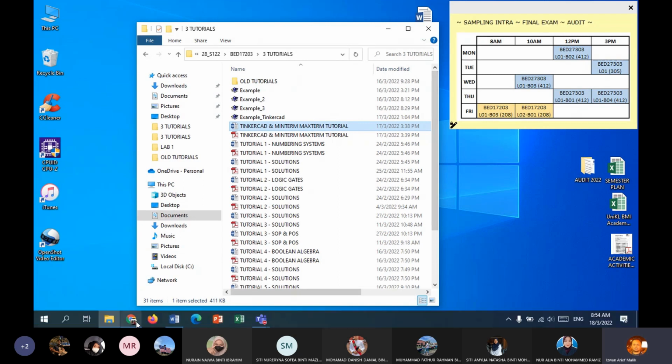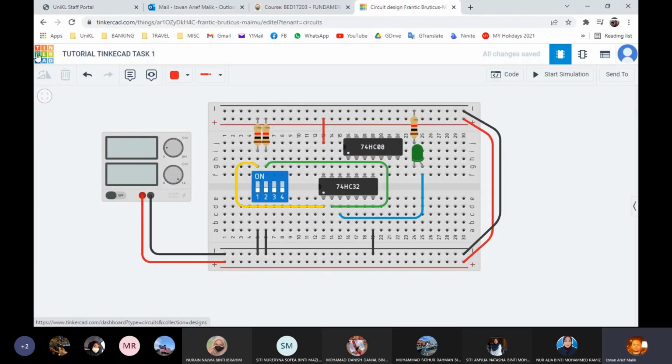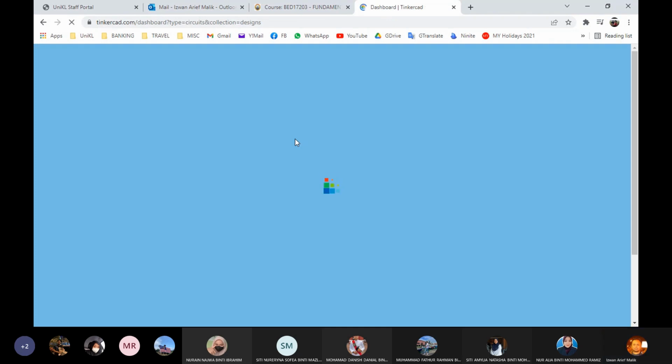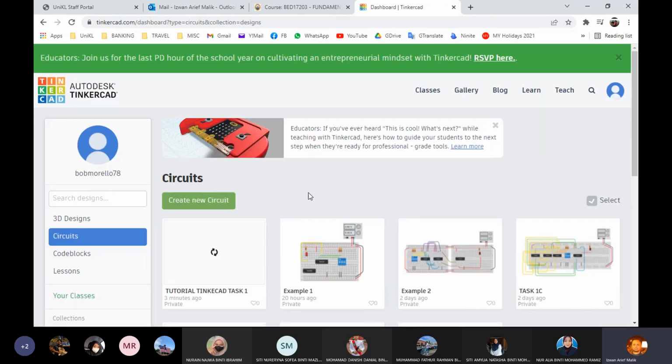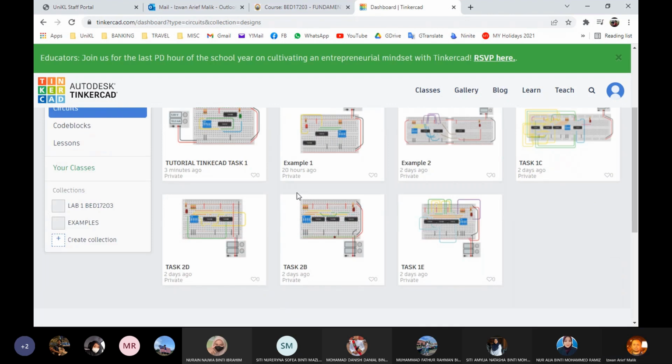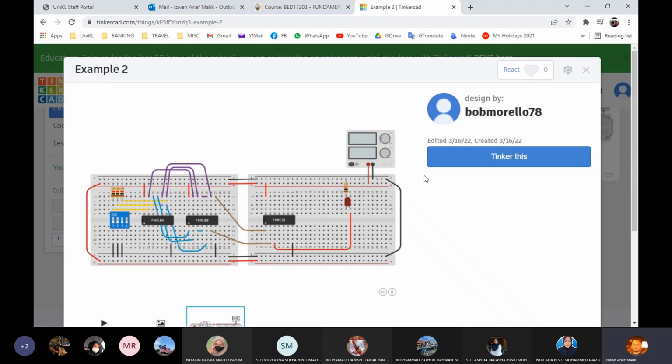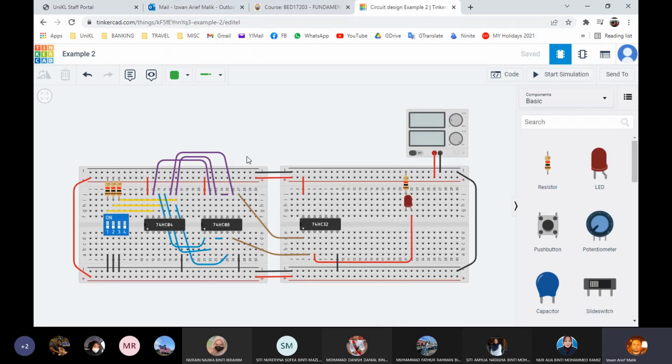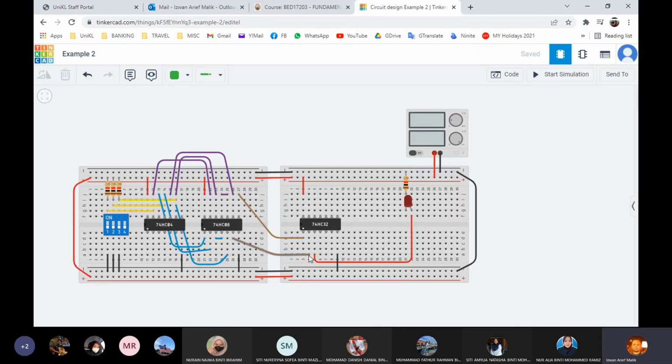Okay, so basically the same rules apply. Okay, I think it is this one. Okay, saya dah buat dah benda ni. This is my circuit lah. Alright, so this is a circuit that I have already constructed.